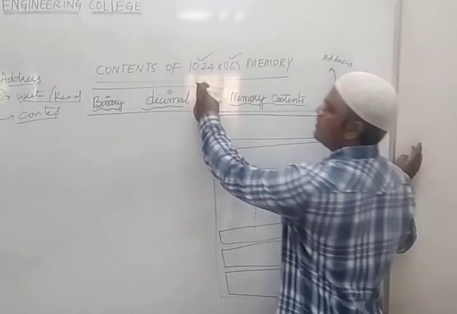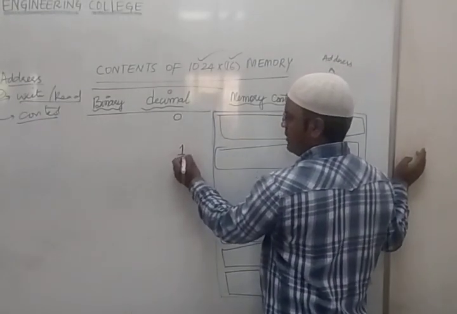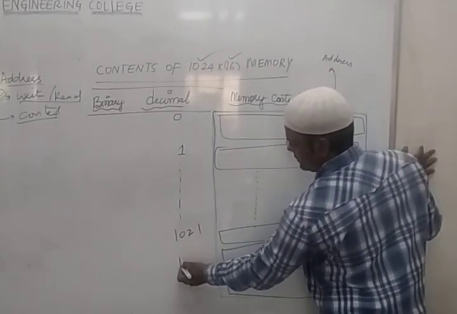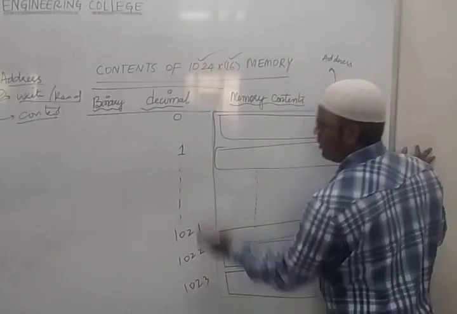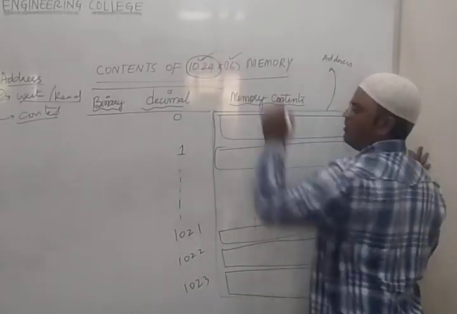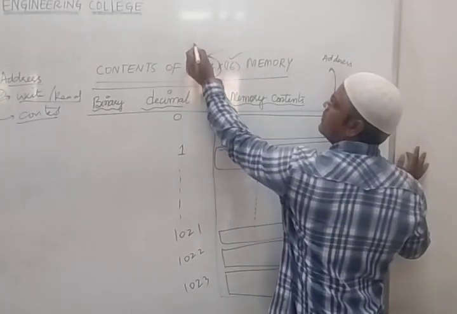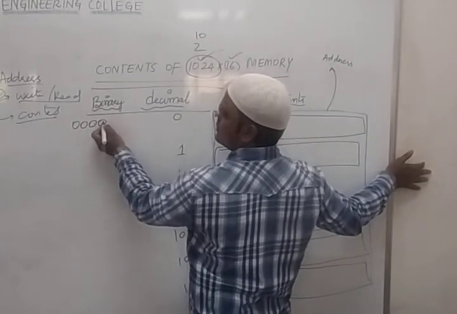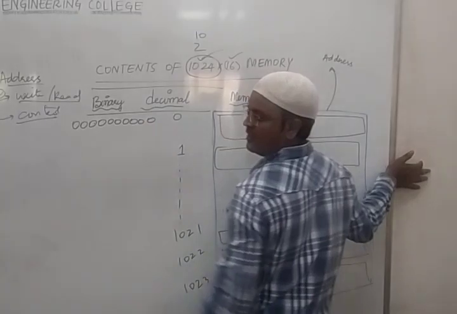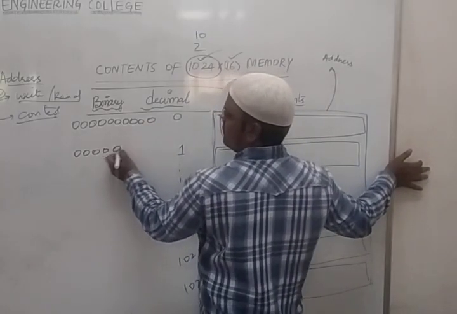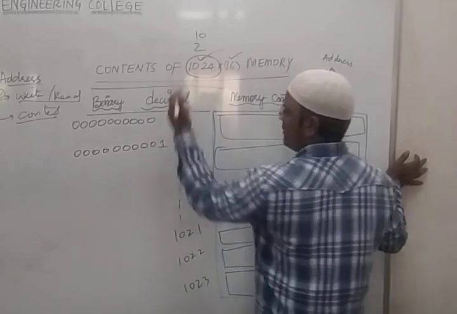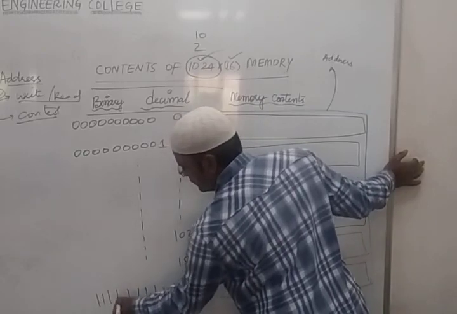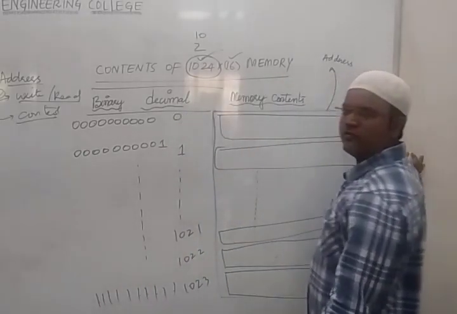Suppose I am having, what is the first decimal number? 0. This is my first location. Likewise, suppose I take 2-3 examples: 1021, 1022, 1023. Total, from 0 to 1023, it is 1024 locations. So how many address lines should it have? 2 power 10. 10 means, what is the first binary combination? All 10 zeros. The next would be nine zeros and a 1. Likewise, the last I can write as 1 ten times, right? Likewise I have all these numbers.